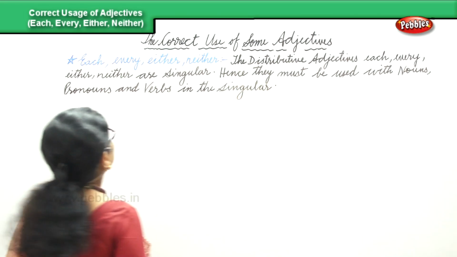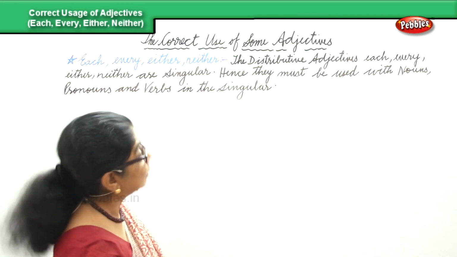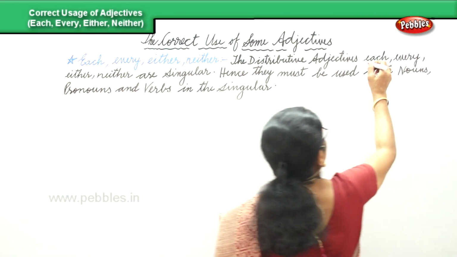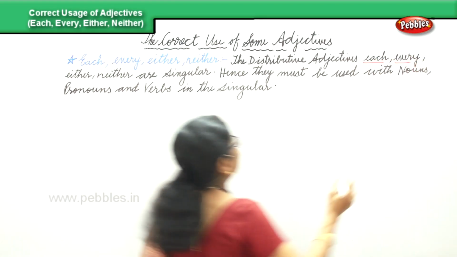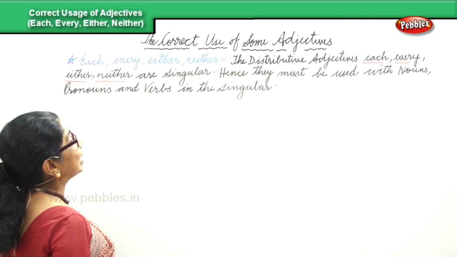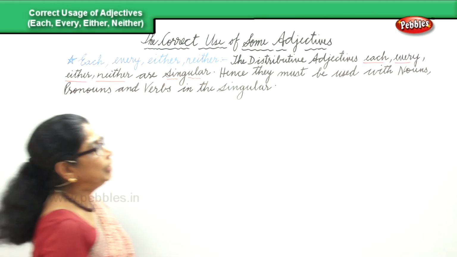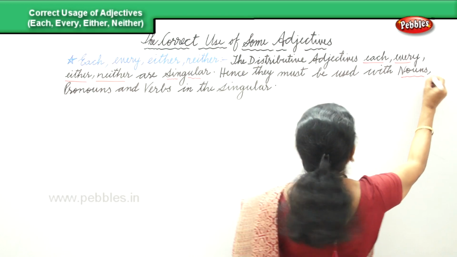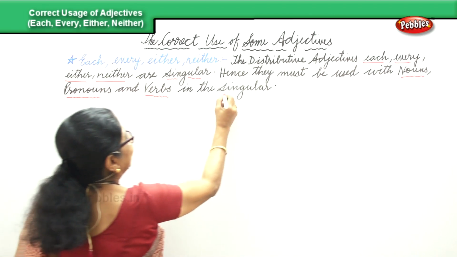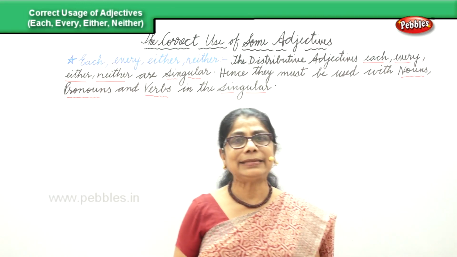Let's look at it. Each, every, either, neither. What are they? They're distributive adjectives. All 4 are distributive adjectives and they are singular. This we must remember. Hence, they must be used with nouns, pronouns, and verbs, again in singular form only. That we must remember. Now we are going to look at them in sentences.